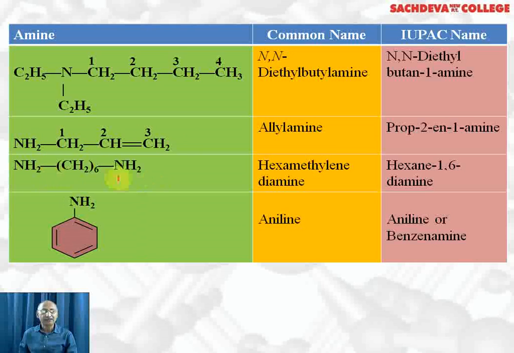Next compound we have is a diamine, and here we have got 6 methylene groups, so we call it hexamethylenediamine. IUPAC name is hexane-1,6-diamine. This is one of the important monomers for nylon 6,6. This is an aromatic primary amine. The common name is aniline, and the IUPAC name aniline is accepted. We can also call it benzenamine.